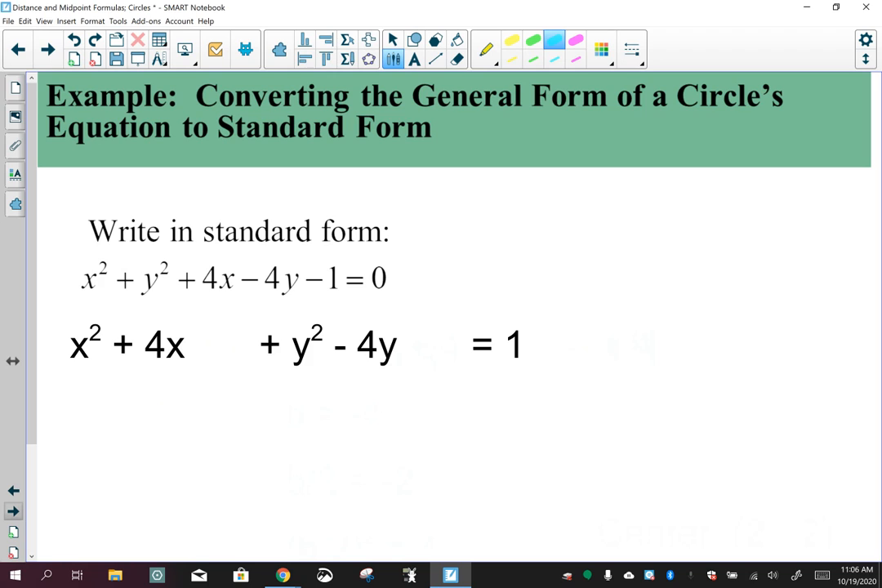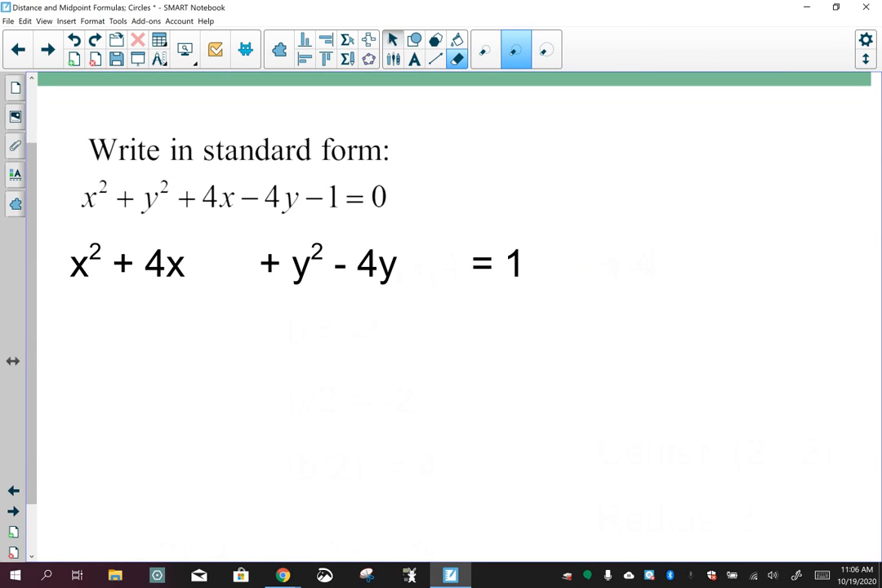So write this in standard form. The first thing I'm going to do is move this 1 over to the other side, and then I'm going to collect my terms. So you should be looking at something that looks like this. And then I'm going to complete the square for the x terms and complete the square for the y terms.